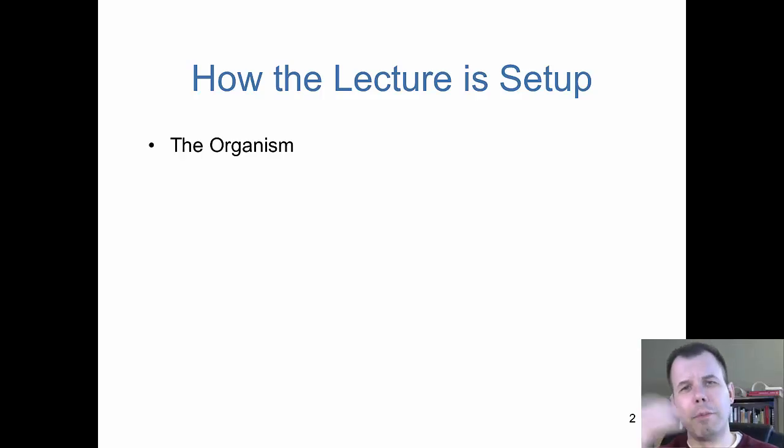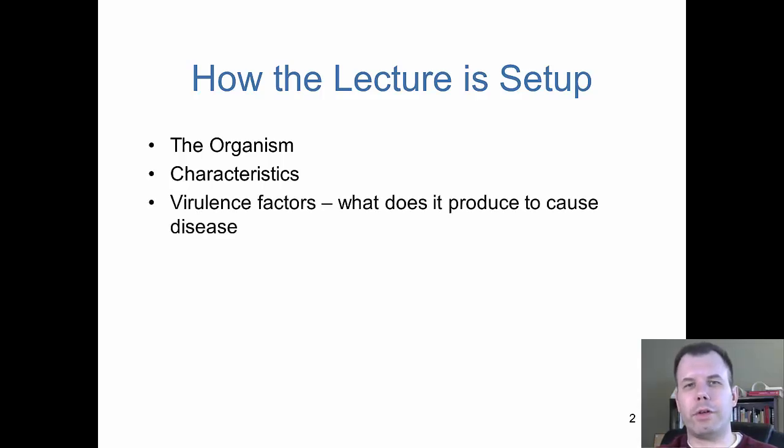All right, so how do I set up my lectures? The next 8 chapters are pretty much set up the same way. First, we'll identify the organism, and then we'll talk about the characteristics of that organism, being gram-positive or gram-negative, what their shapes are, what they produce. We'll look at their virulence factors. Virulence factors are things that they produce that make us sick. So what does it produce to cause the disease?